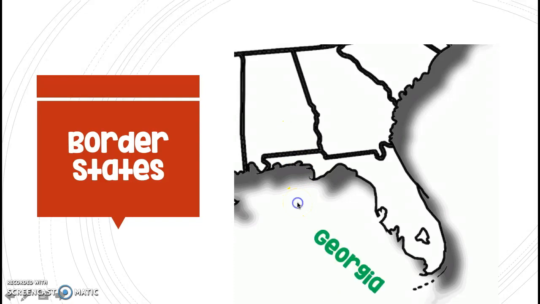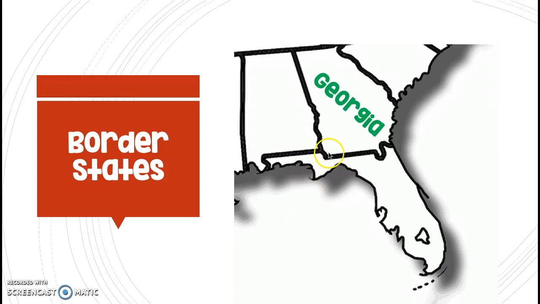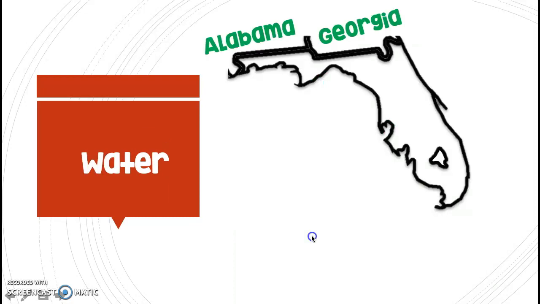The first state that borders Florida is Georgia. The next state that borders Florida is Alabama. So Georgia and Alabama are our border states. Now, if you'll notice, I had said earlier, Florida kind of sticks out at the bottom. Well, if there's states above the top near the border, what's over here?